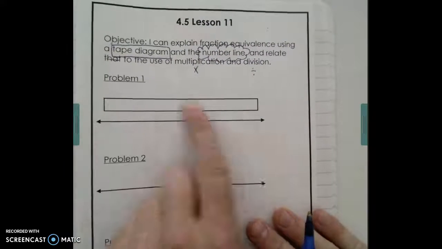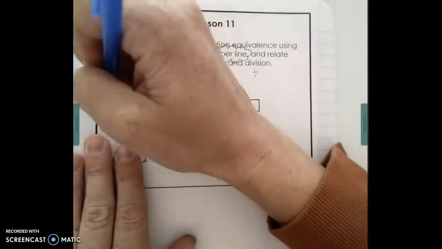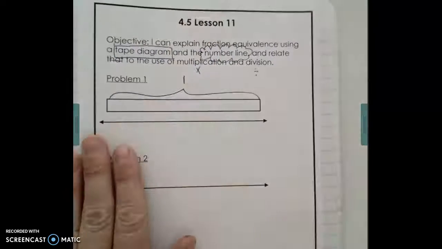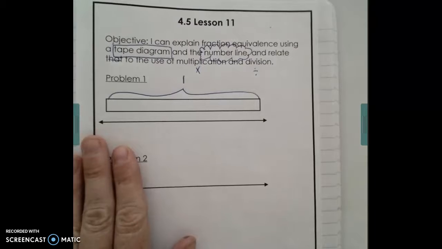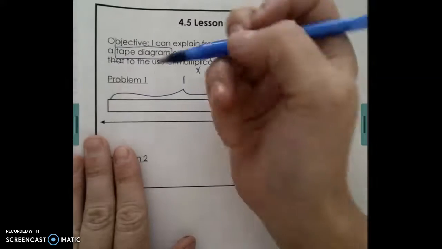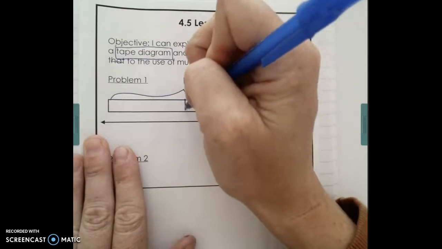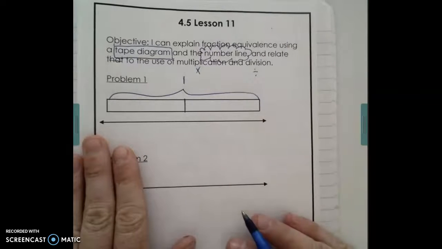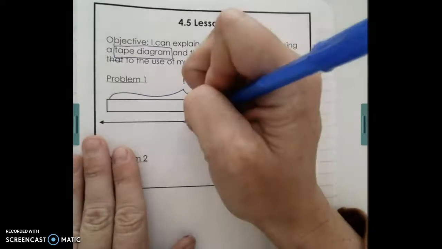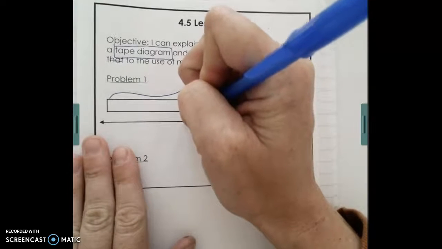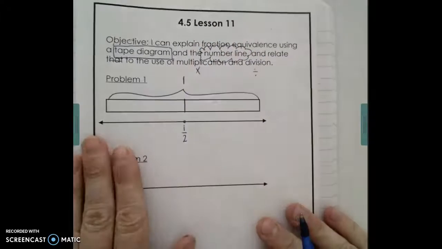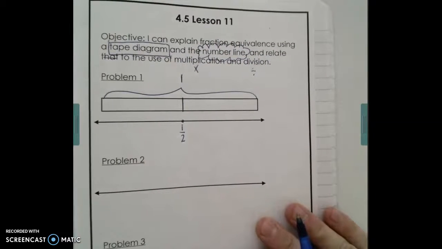So first one we have here is our tape diagram, right? The whole thing is going to be equal to one whole. And then I'm going to take this and I'm going to show a half. Okay, just half of it. All right, and we're just going to replicate this on our number line. So on here, a half would be right in the middle, right? A half. 1 out of 2 parts.